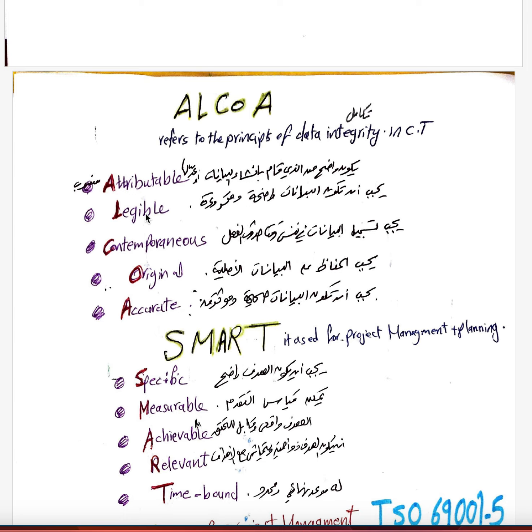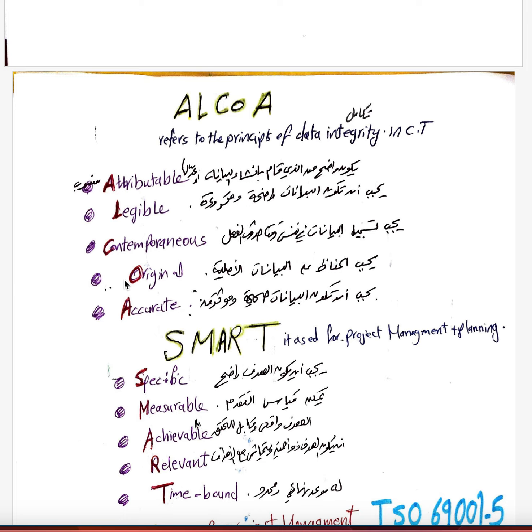Legible, when this data is clear and readable, I can see it. So legible means when the data is clear and we can read it. Contemporaneous means we record the data at the same time as the event. We collect the data at the same time. We don't delay that.